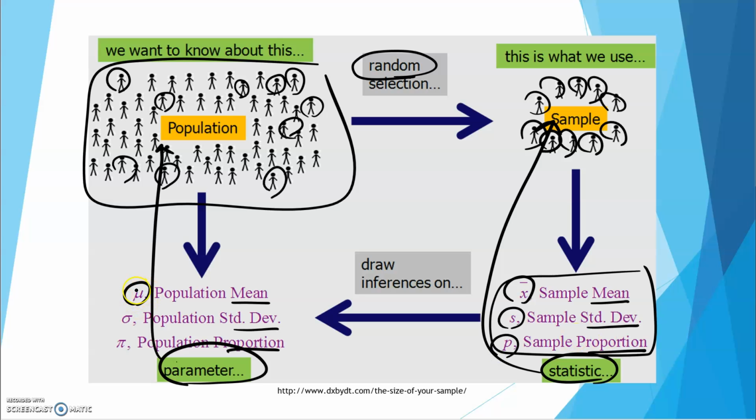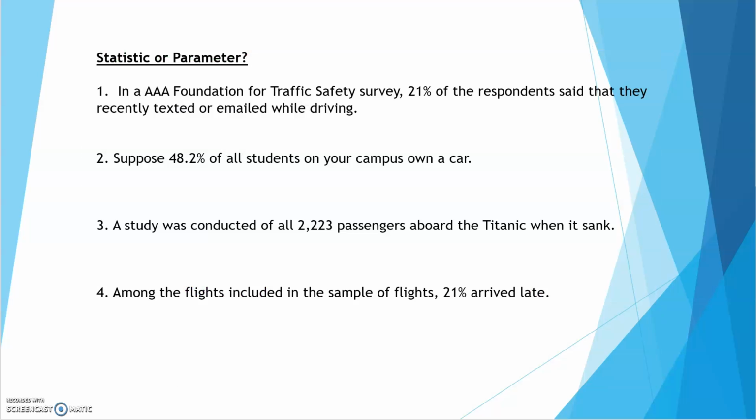This right here, it's a Greek letter. You call it mu, M-U. It's a population mean. This right here is sigma. That's the population standard deviation, and this right here should be a capital P. It's population proportion. Okay, we're going to go through these and we're going to say, is it a statistic or a parameter?